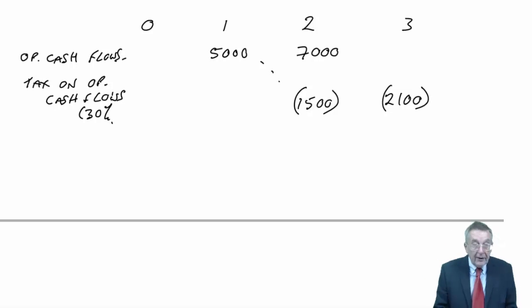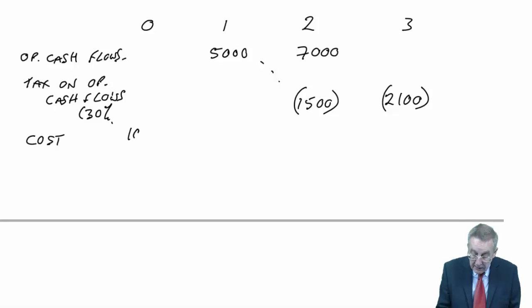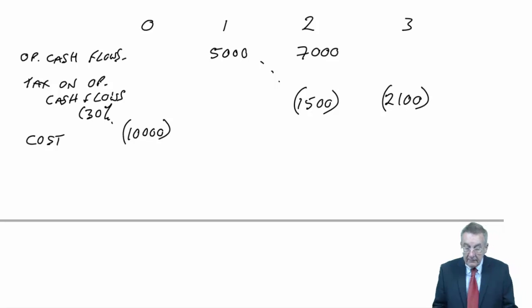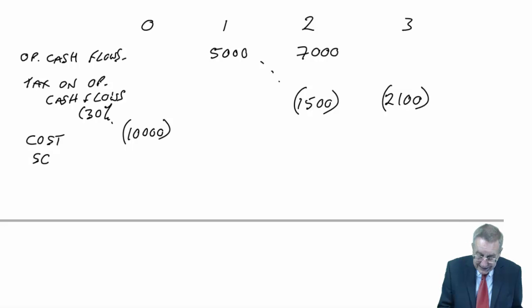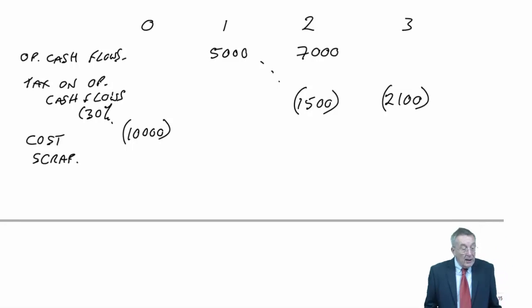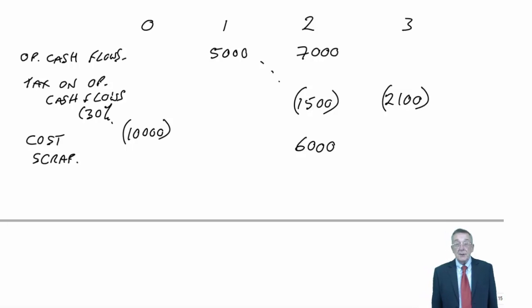Next, look at the capital flows. And by the capital flows, the original cost. Now the cost here, second line of the question, is 10,000. That's payable immediately. And then there are scrap proceeds. Are there any? Yes, 4 or 5 lines from the top. We intend to sell the machine at the end of the second year for 6,000. So in 2 years' time, a cash inflow of 6,000.